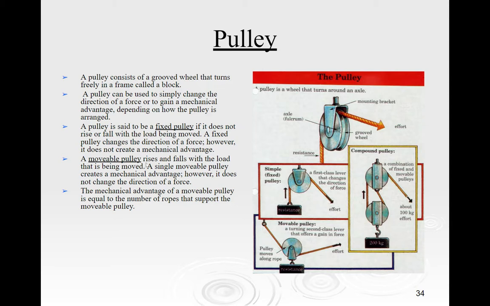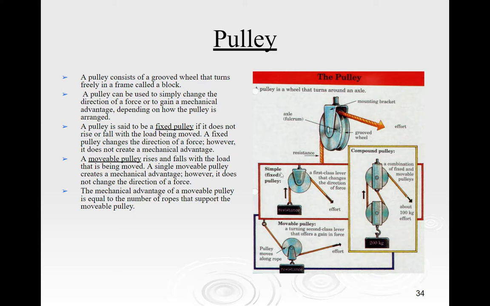A movable pulley rises and falls with the load that is being moved. A single movable pulley creates a mechanical advantage. However, it does not change the direction of a force. The mechanical advantage of a movable pulley is equal to the number of ropes that support the movable pulley. All right, so we have the pulley here. This is just a few diagrams for us to look at.